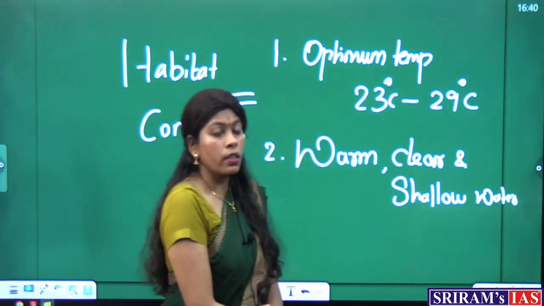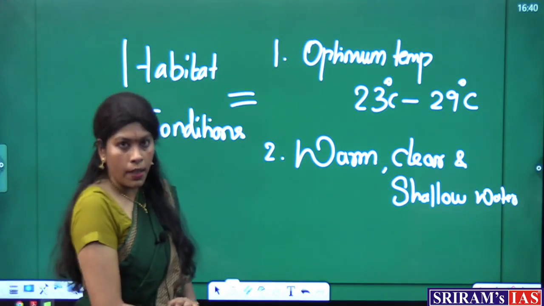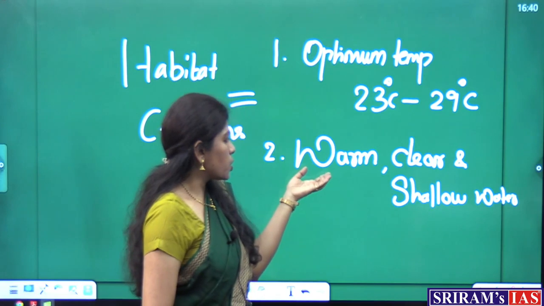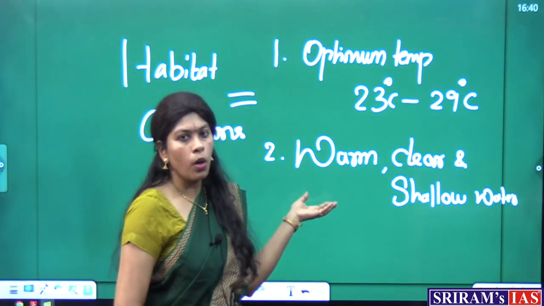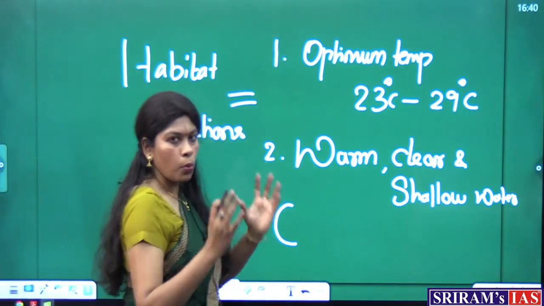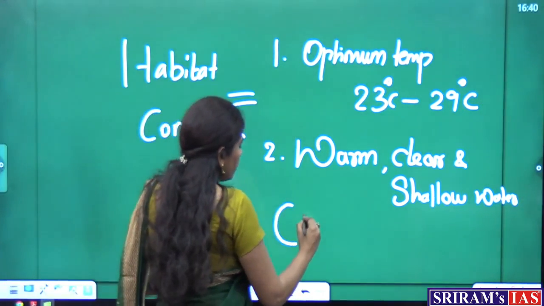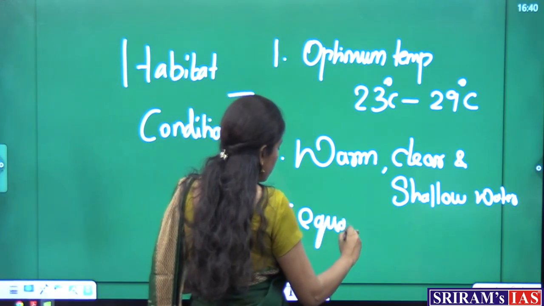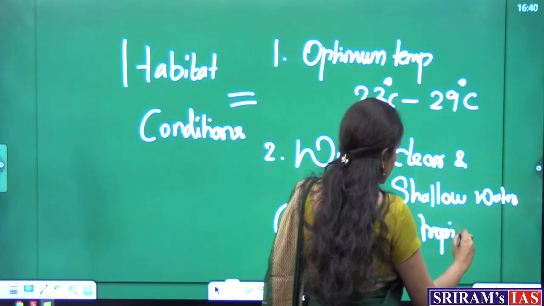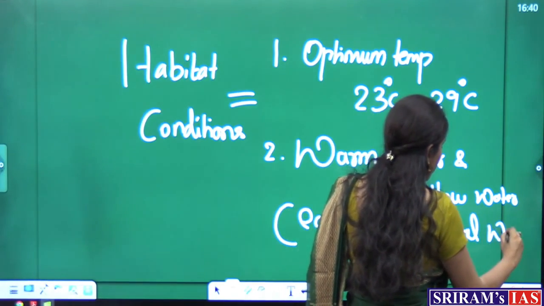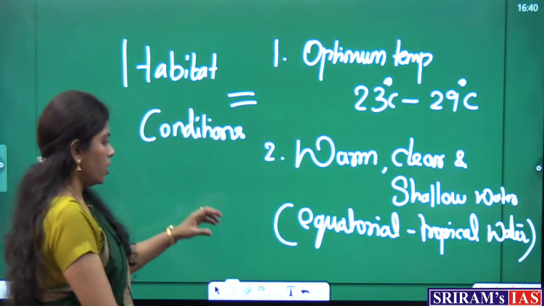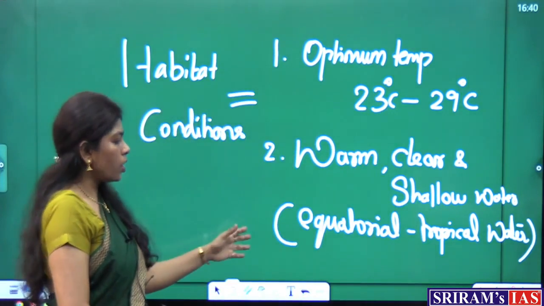It does not mean they do not live in the cold water, they do, but the majority of the species, especially the reef building species, prefer warm, clear and shallow water. That is why the majority of coral reefs are found near the equatorial regions, that is the tropical regions. In tropical waters you will find this coral reef. So this is the habitat condition, these two are important points.